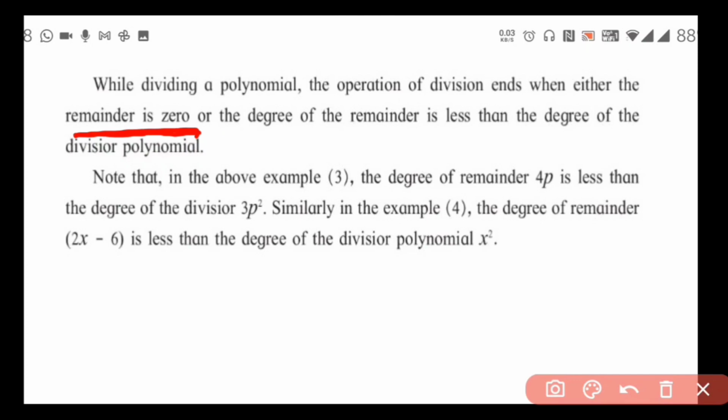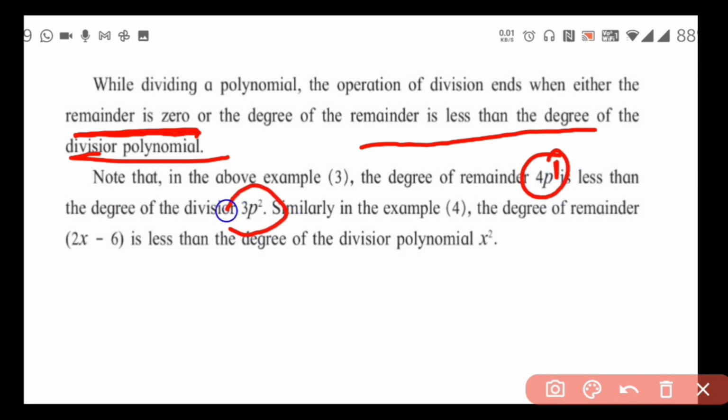We have to check that if the degree of the remainder is less than the degree of the divisor polynomial, then we have to stop solving the sum there. Note that in the above example 3, the degree of the remainder 4p is less than the degree of the divisor 3p square. You can see that when the remainder is 4p, the degree is 1, and the divisor is 3p square, where the degree is 2.